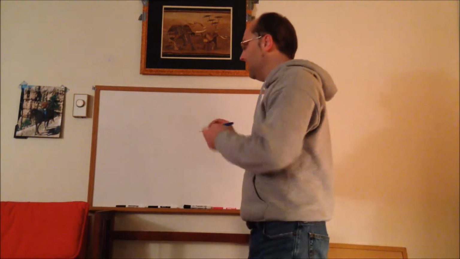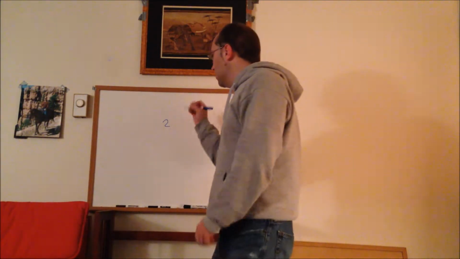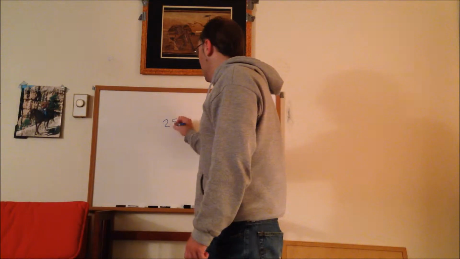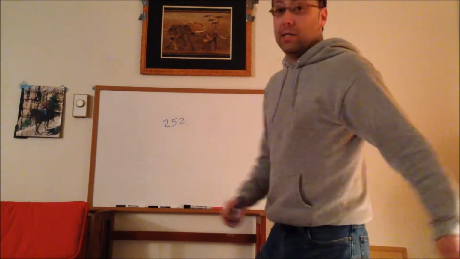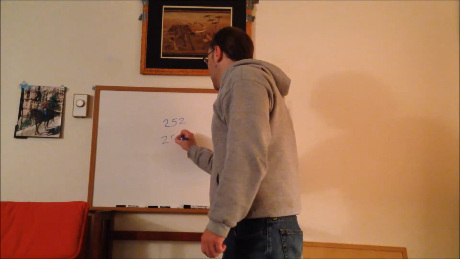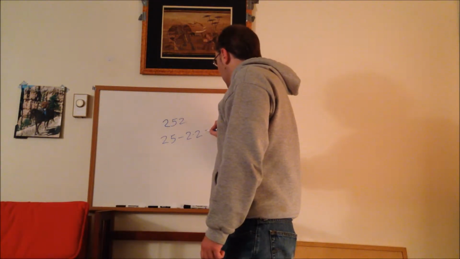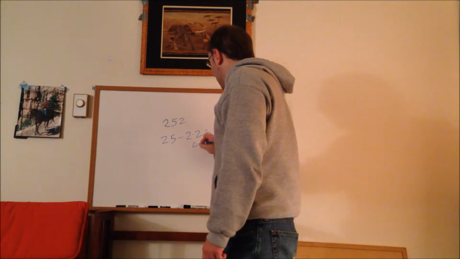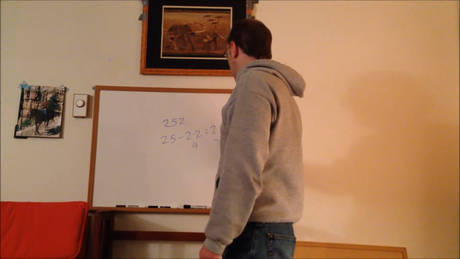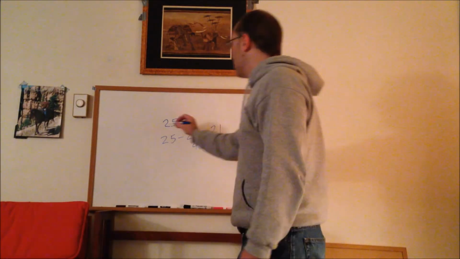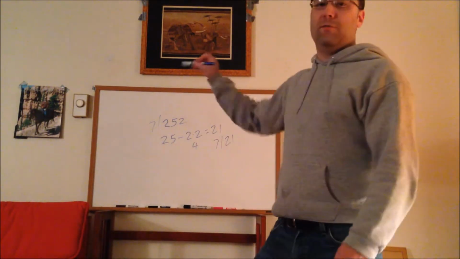Now look, I came up with a divisibility rule for 7, and I came up with my own for 8, which I'm going to prove as well. But I'm going to look at a number. This is divisible by 7. Why? 25 minus twice the ones digit, which is 4, gives you 21, and 7 divides 21, so therefore 7 divides 252.